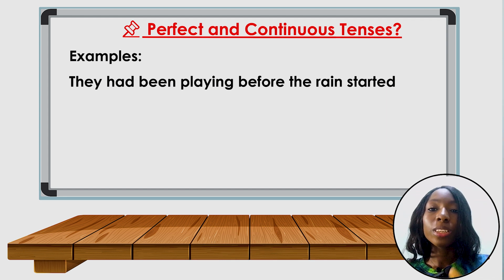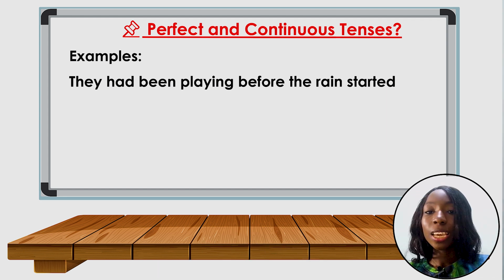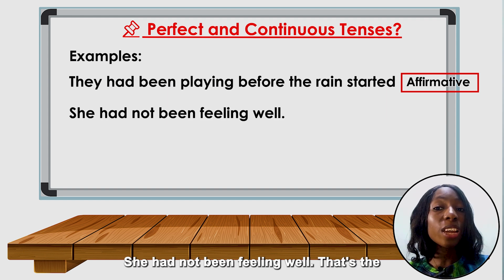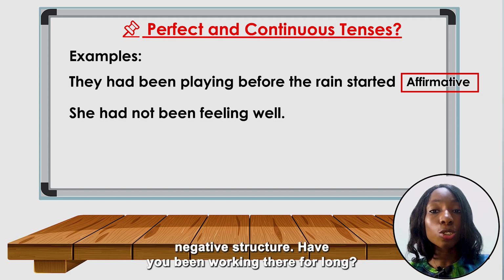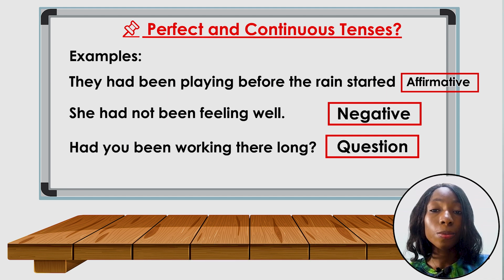For example, they had been playing before the rain started. She had not been feeling well. That is the negative structure. Had you been working there for long?